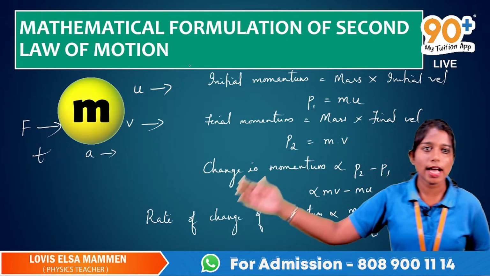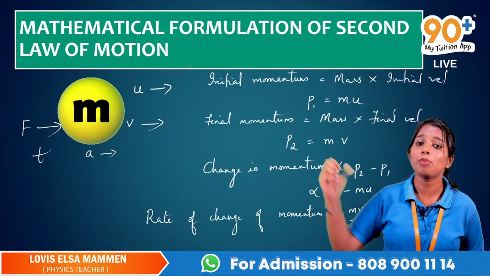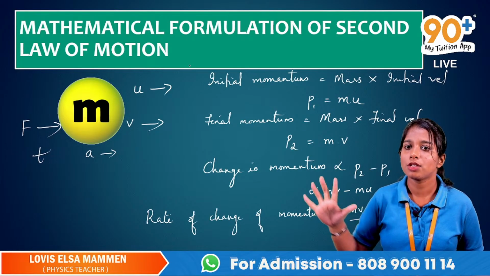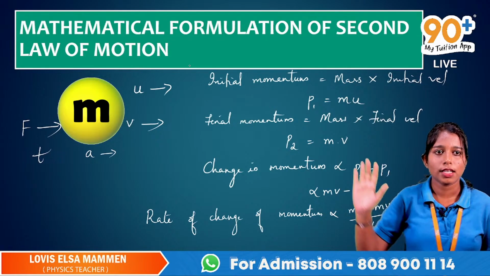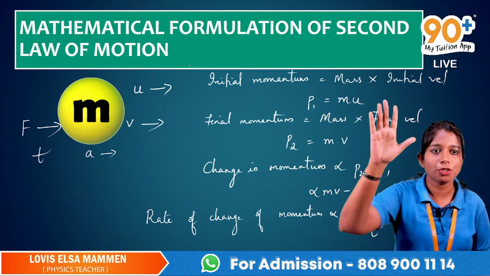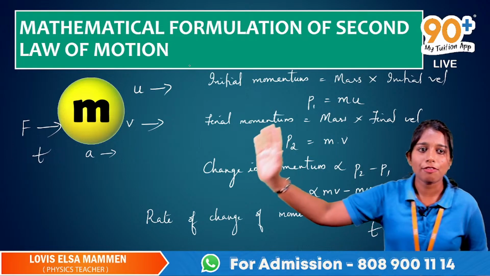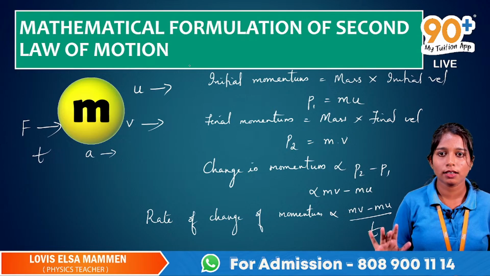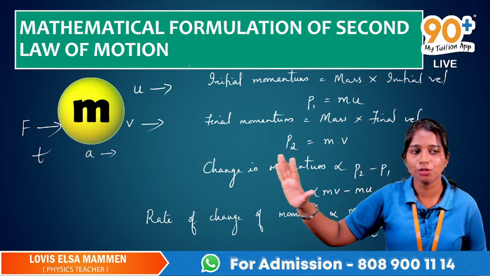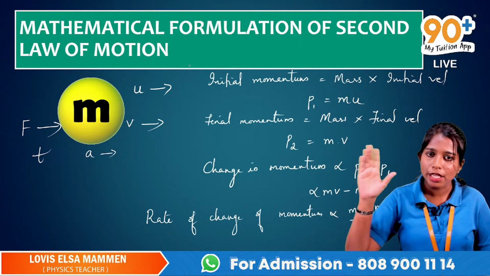Yes. So now in each case you need to find the momenta. So the initial momentum is mass into initial velocity. That is P1 is equal to m into u. Then we have final momentum, which is mass into final velocity. We'll represent it as P2. That is P2 is equal to m into v.